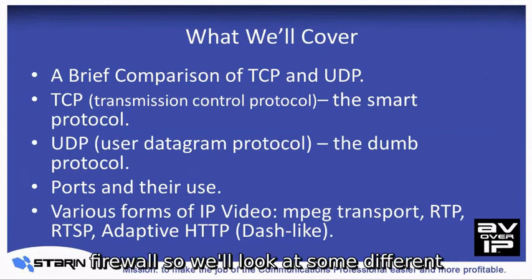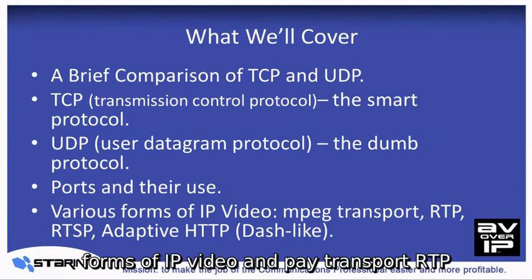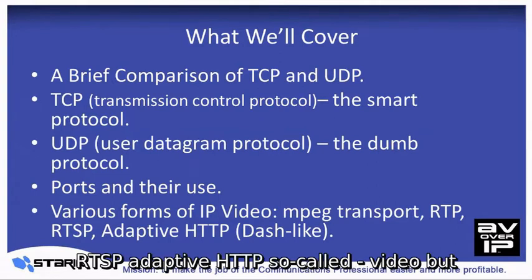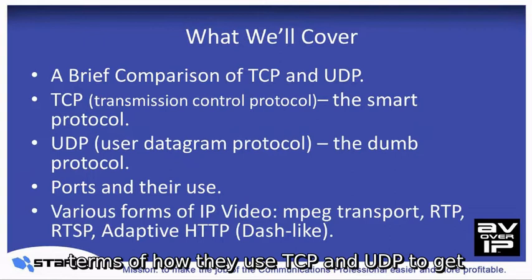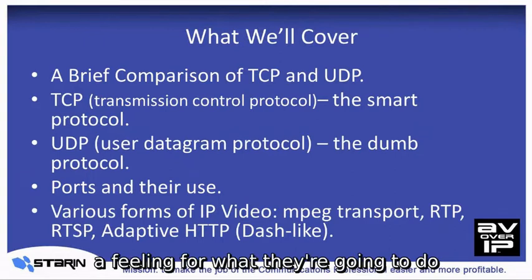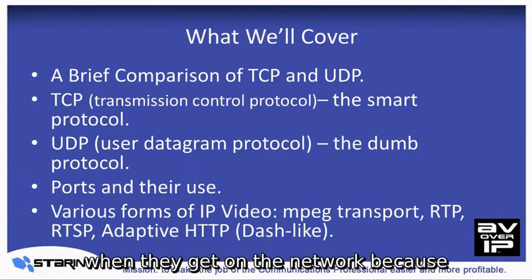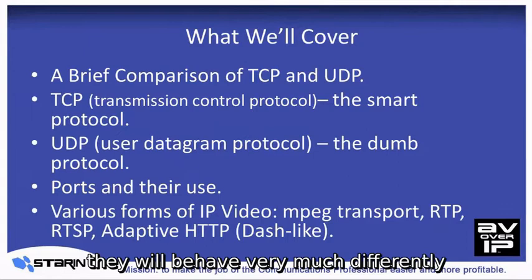So we'll look at some different forms of IP video: MPEG Transport, RTP, RTSP, adaptive HTTP, so-called DASH video. But we're only going to look at them in terms of how they use TCP and UDP, to get a feeling for what they're going to do when they get on the network, because they will behave very much differently.